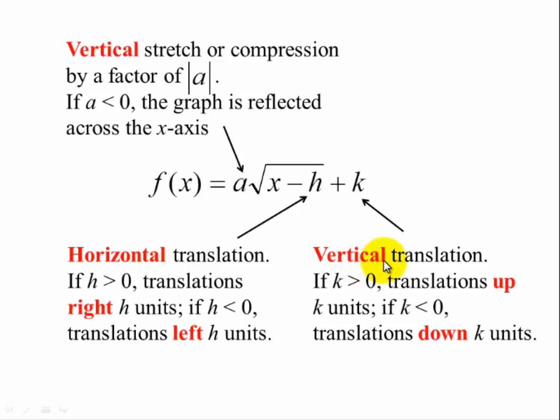K is a vertical translation. It's going to go up or it's going to go down. If k is positive, you translate it up k units, and if k is negative, you translate it down the absolute value of k units. So if k is positive, you go up, k is negative, you go down. If h is negative, which will make this a plus, you go to the left. If h is positive, you go to the right.